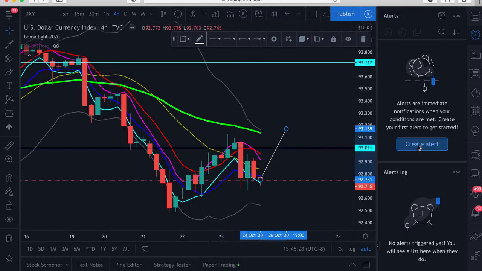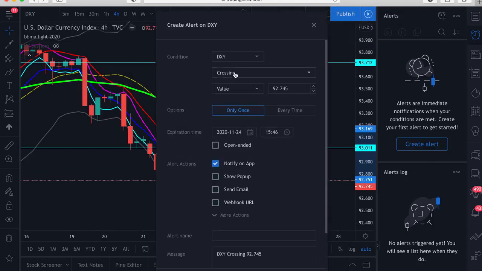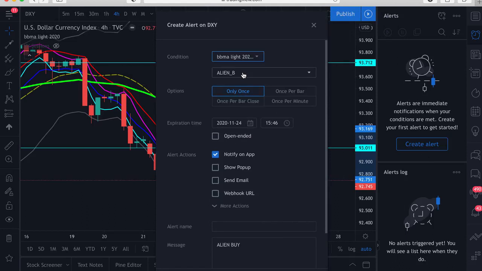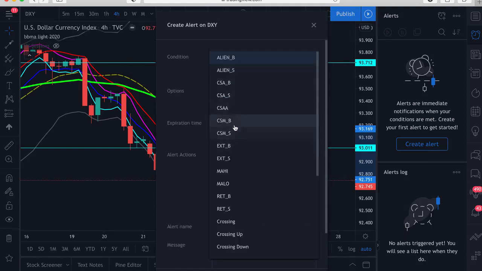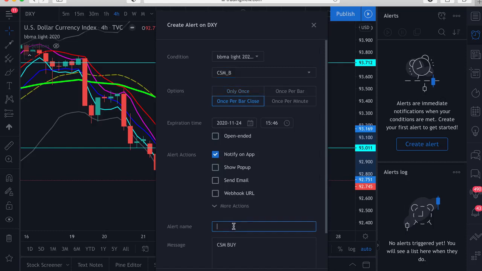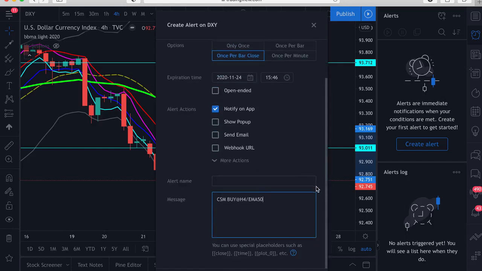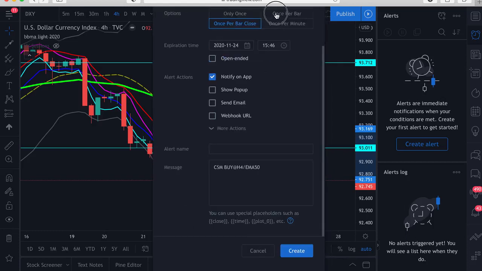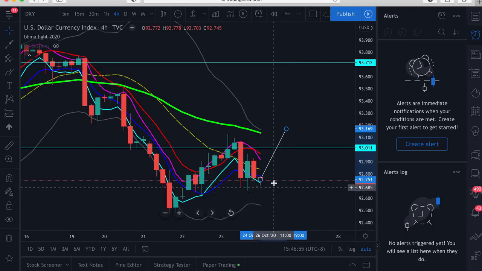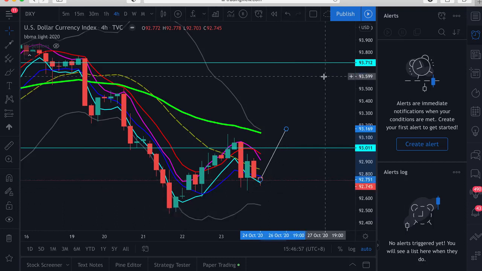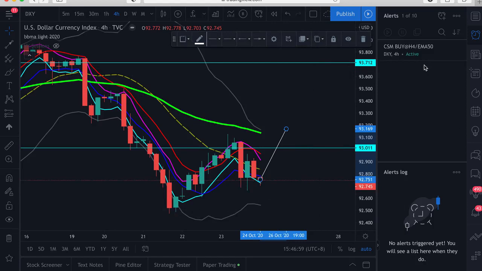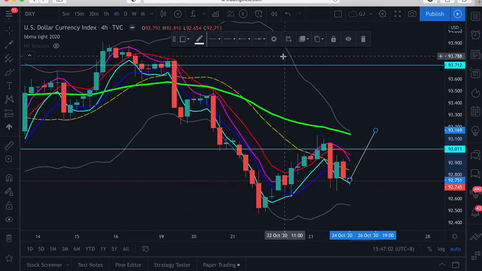You can use this button or create alert. Using our custom indicator, CSM buy at H4. And also make sure it's above EMA 50. Then where is the create button? Yep, sorry. There you go. So this will be our first alert for the week.